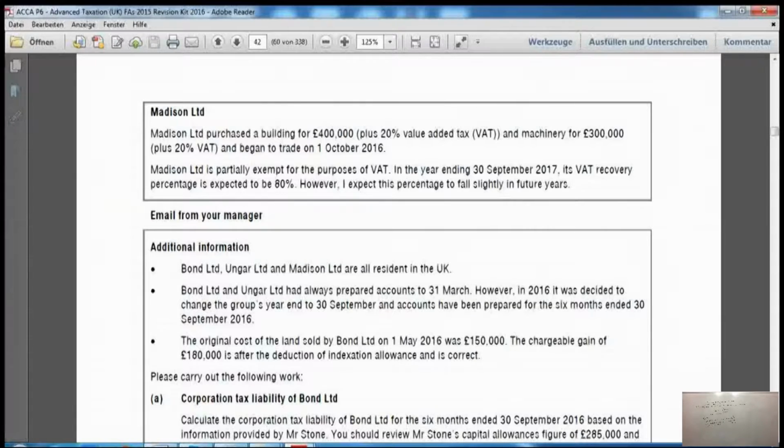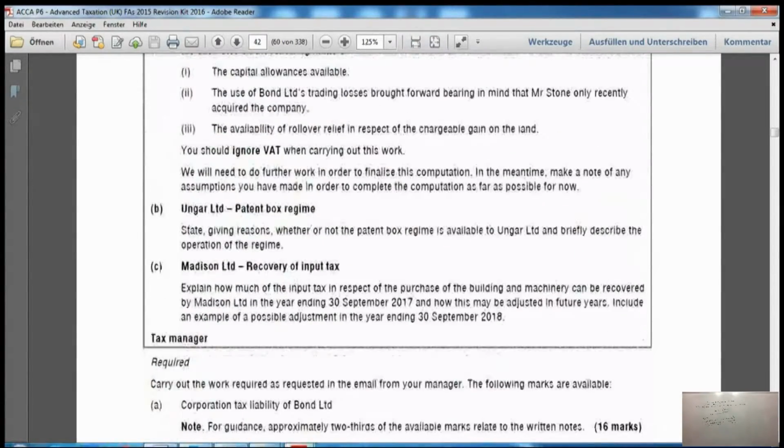As it says here, they have bought machinery for £300,000 plus VAT and began to trade on 1st of October 2016. Now, Madison is partially exempt for purposes of VAT. In the year to 30th September 2017, its VAT recovery percentage is expected to be 80%. He is using 80% in the first year, as it says here. However, he expects this percentage to fall slightly in future years, so the percentage will reduce in the following years.